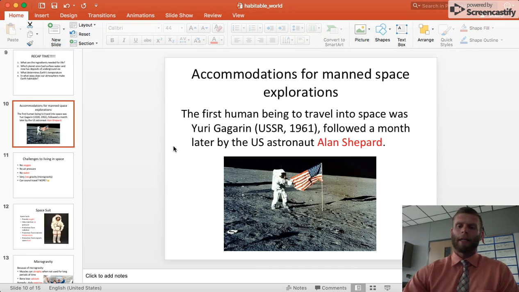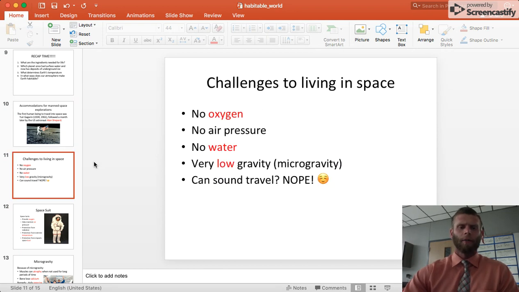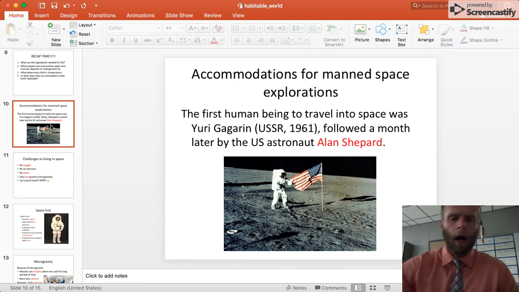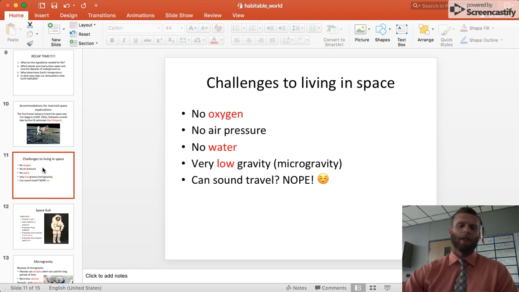All right, some accommodations for manned space exploration. We'll go over this a little bit more later, but just some general things here. The first human being to travel into space was Yuri Gagarin from Russia, formerly known as the USSR, in 1961. That was followed a month later by the United States' Alan Shepard.